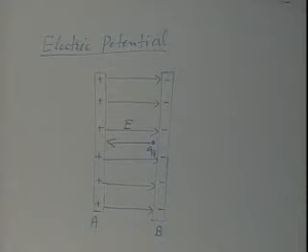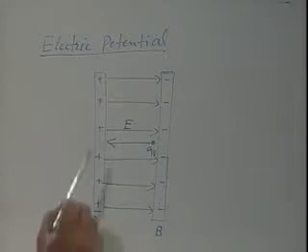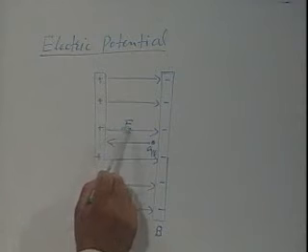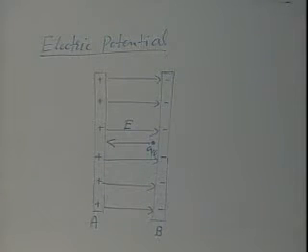But if we want to move a unit positive charge from point B to point A against the direction of electric intensity, then again the work done will be stored in the charge in the form of its potential energy, but this potential energy is known as potential difference between the 2 points.